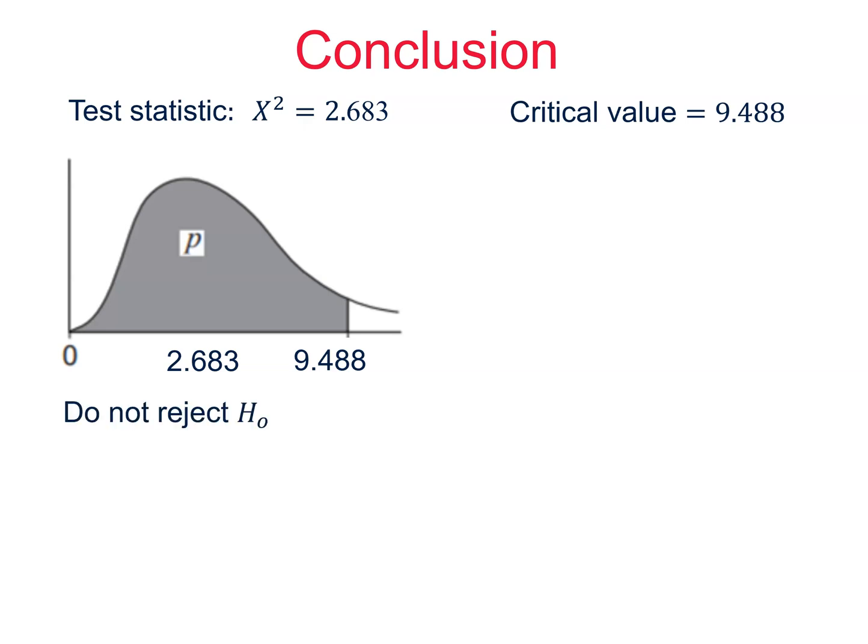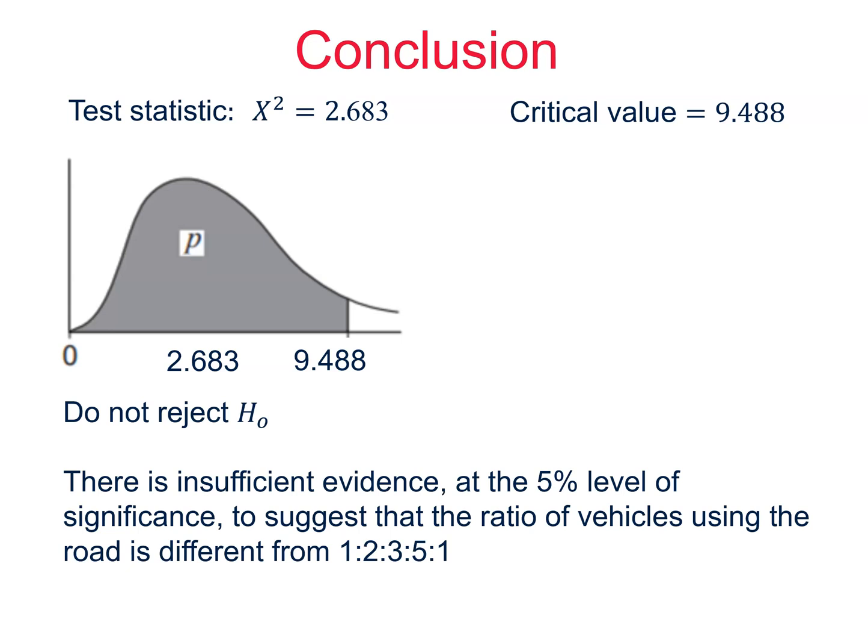And we state our conclusion in context. There is insufficient evidence at the 5% level of significance to suggest that the ratio of the vehicles using the road is different from 1 to 2 to 3 to 5 to 1.